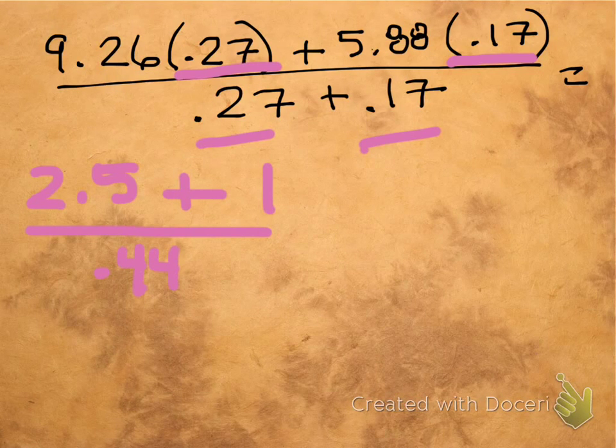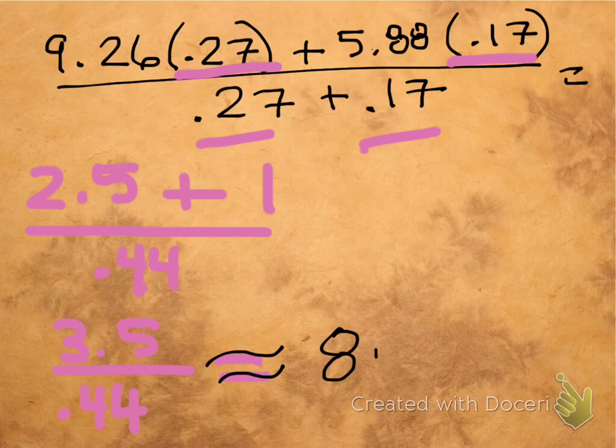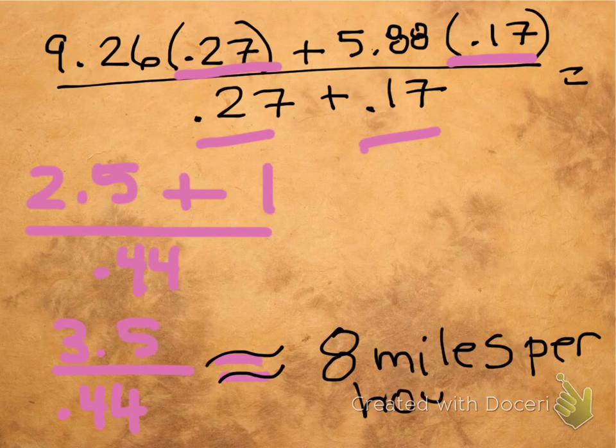So I get 2.5 plus 1 is 3.5 over 0.44. So my final answer is about 7.9, which I would say is about 8. So the average speed that he was going was 8 miles per hour.